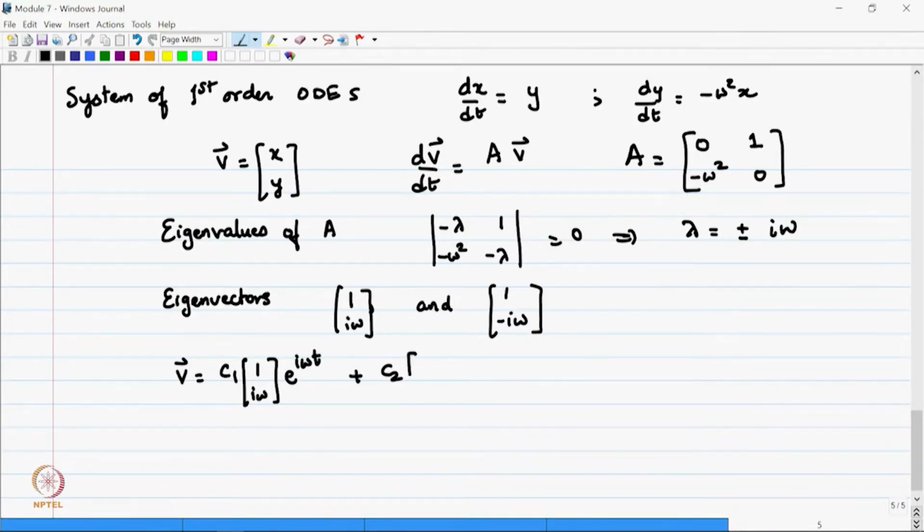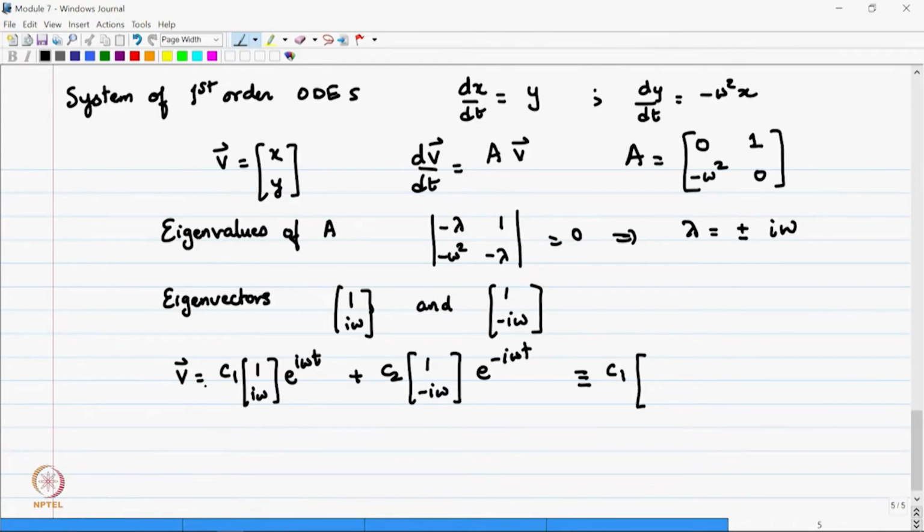plus C2 times (1, minus i omega) e to the minus i omega t, or alternatively, equivalently, I can write this in terms of sines and cosines. So I can write this as C1, and what I can do is, if I do not want to write in terms of imaginary functions, okay, e to the i omega t I can write as sum of cosine and sine. So do a few manipulations, and I can write it in terms of constants.